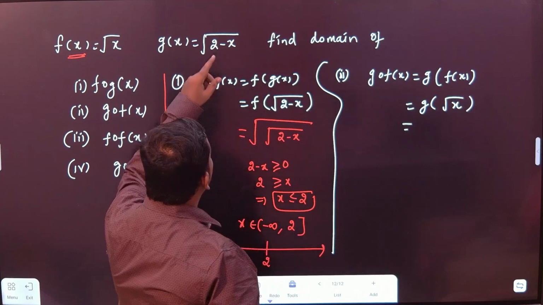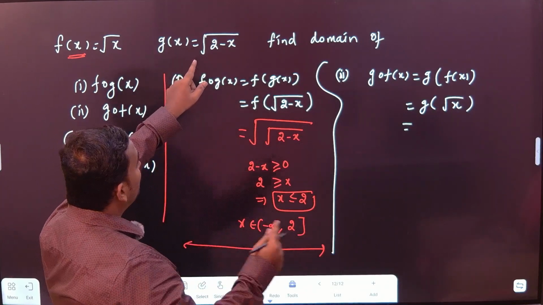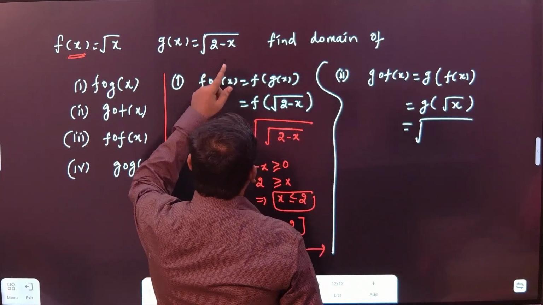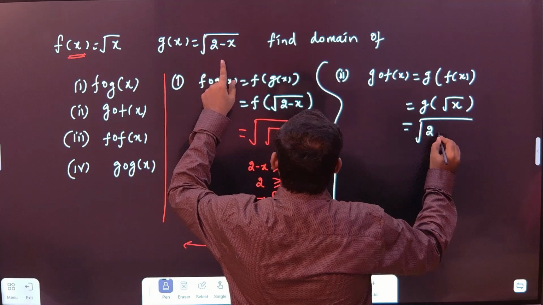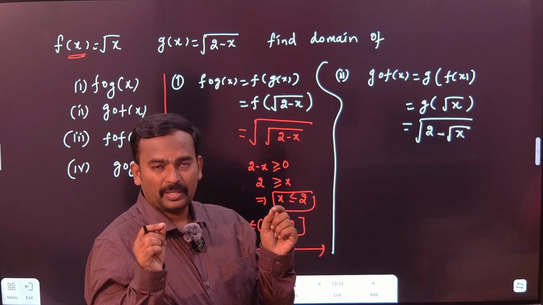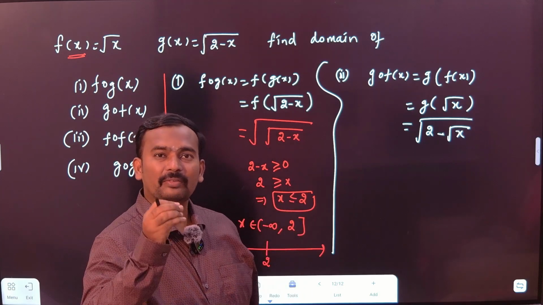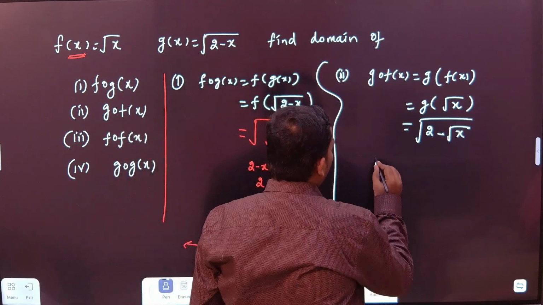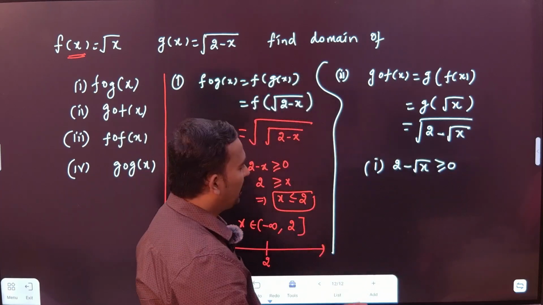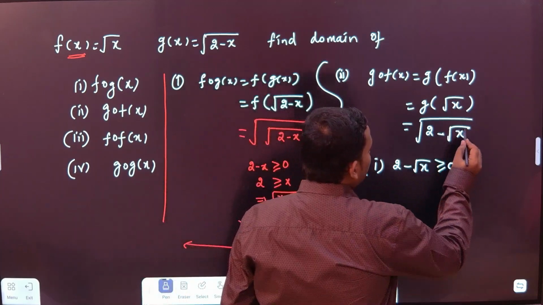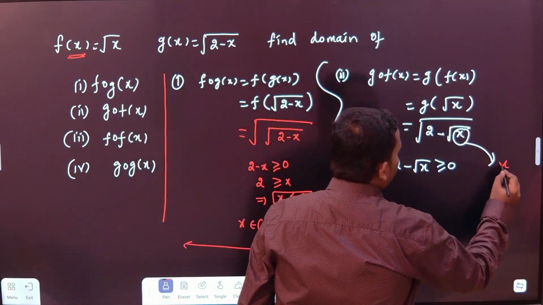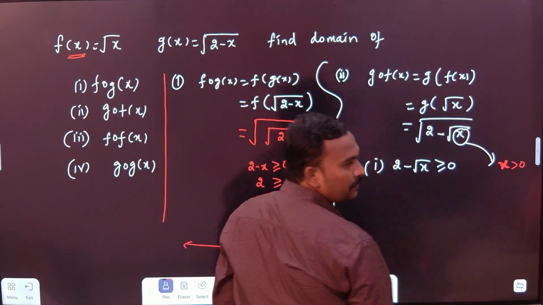Just observe the function g of x, square root of 2 minus x, right? Just replace x by square root of x. So it is 2 minus square root of x. The first observation is that under the square root it is always greater than or equal to 0. Then only we can find real solutions, right? The first observation, 2 minus square root of x is greater than or equal to 0. And one more thing, one more square root is there. Here x should be strictly greater than 0. x should be strictly greater than 0. Clear?